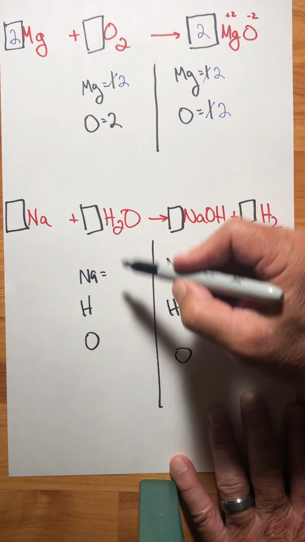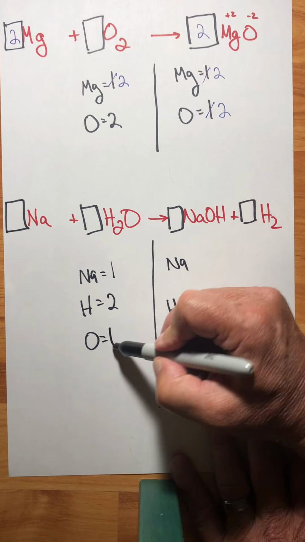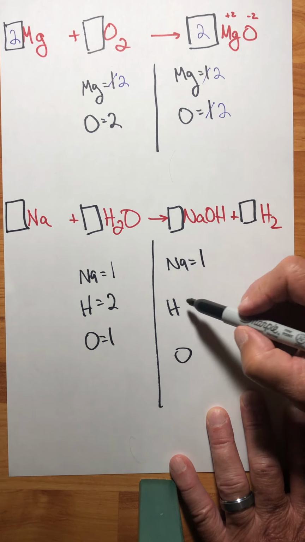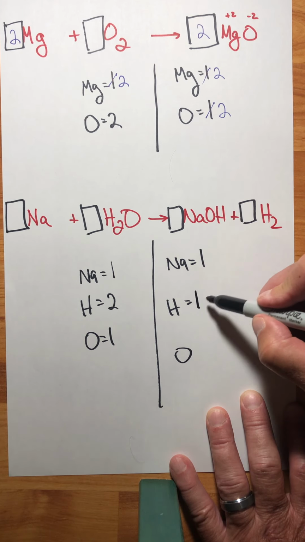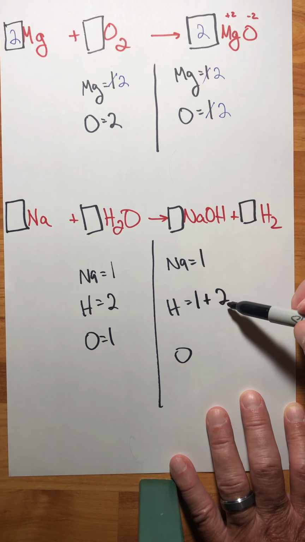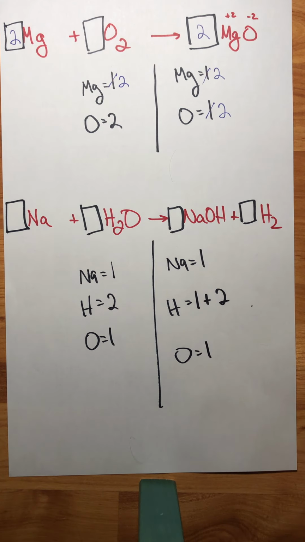So in this one, I have 1 sodium, I have 2 hydrogens, and 1 oxygen. On this side, I have 1 sodium. Now, be careful here. What I tend to do is I say there's 1 and then there's 2 hydrogens. I don't like putting 3 there, and I'll show you why in a minute. In oxygens, there's just 1. Okay? Now, everything seems balanced here except for the hydrogens.